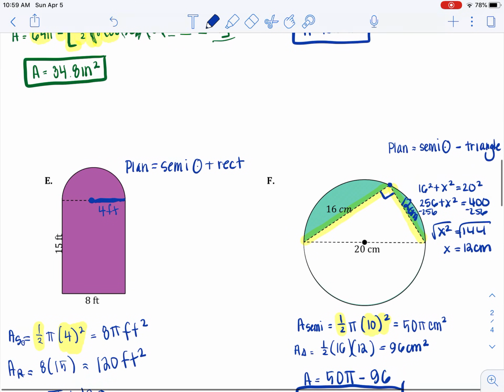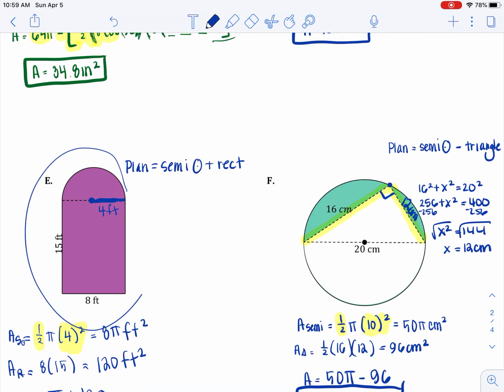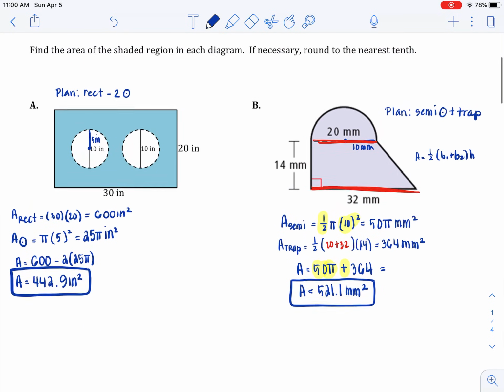All right, that's it for composite figures. So notice you do have to pay attention. You have to see, am I adding the two pieces together to get the whole thing, or is it where I have to subtract something so that I can get it by itself, okay?